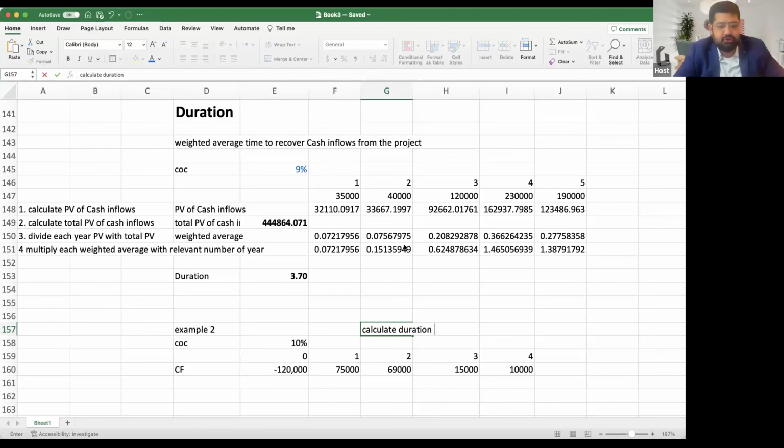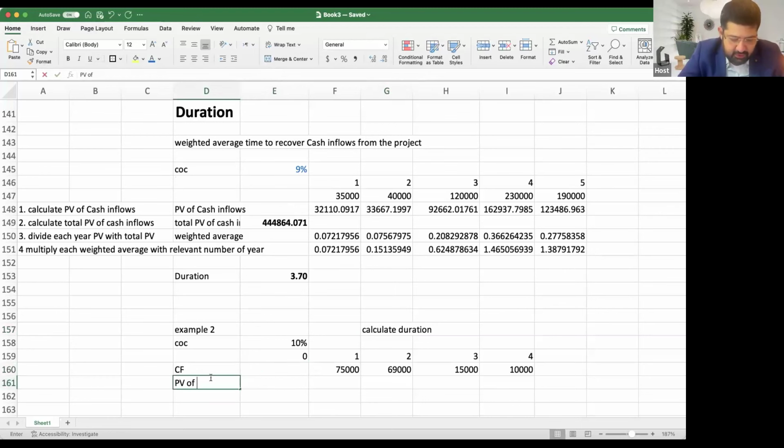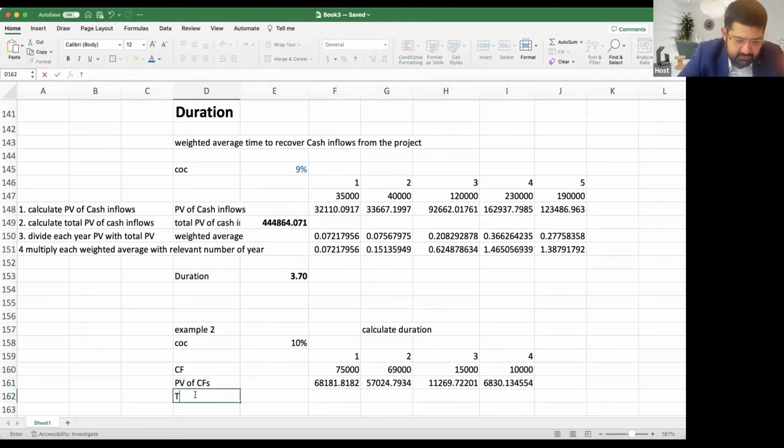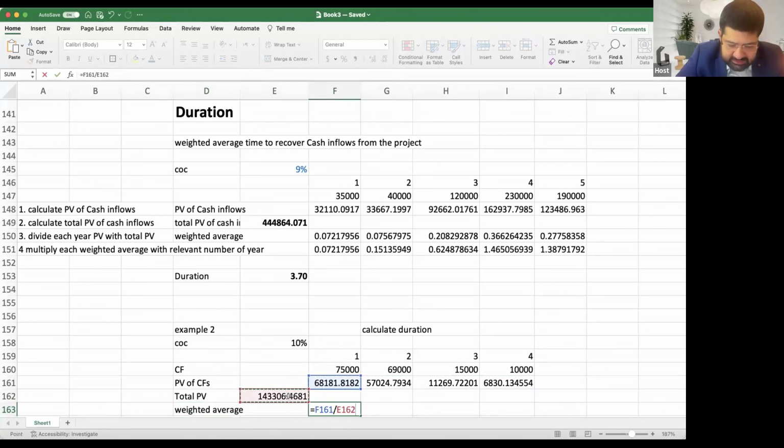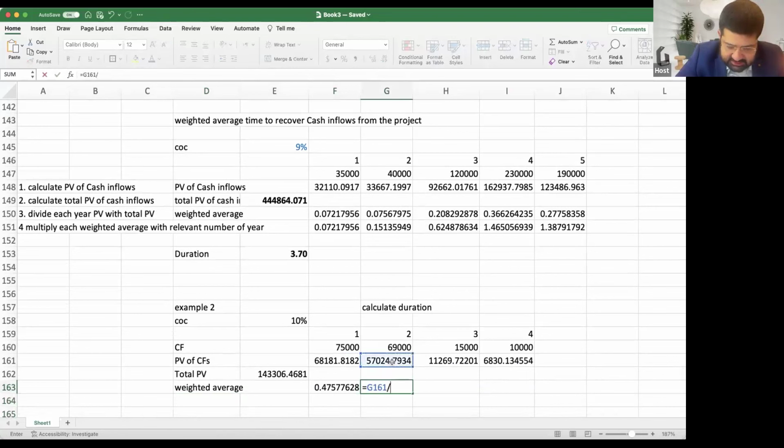Right. All right. So I have received some answer, 1.7. Okay, I will calculate myself. So first of all, present value of cash flows. This into 1.1 raised to power minus this. Total present value. Here you are. And weighted average. 6818. Yes. Why type when we can link the cells? Yes, this divided by this.